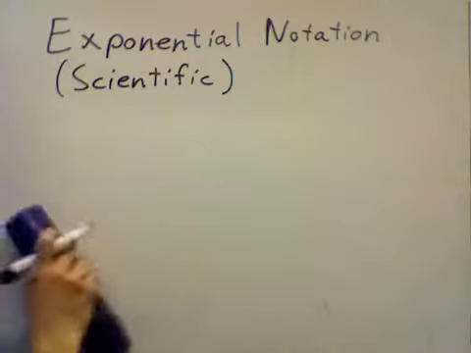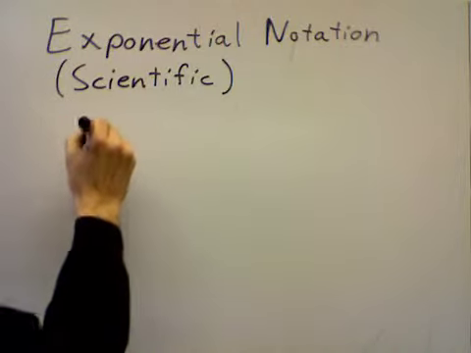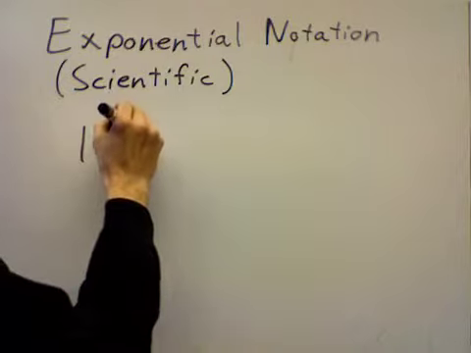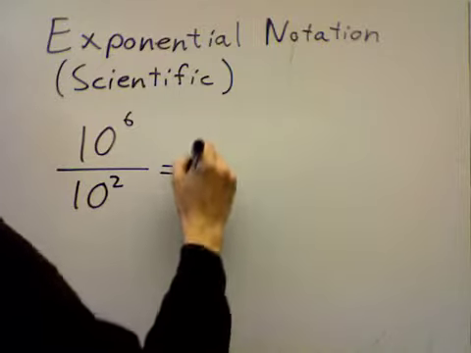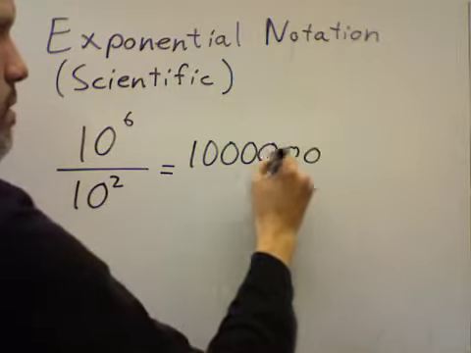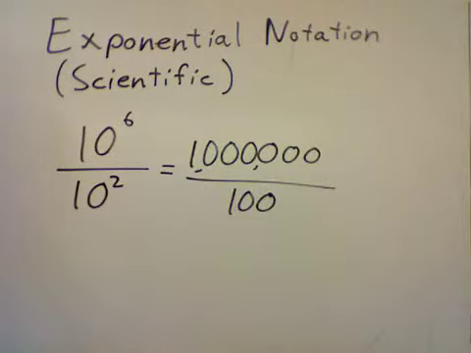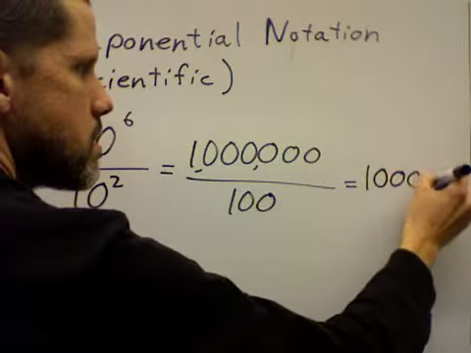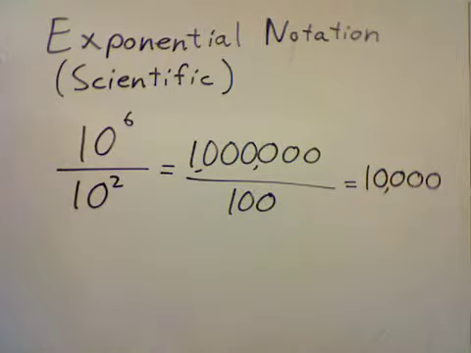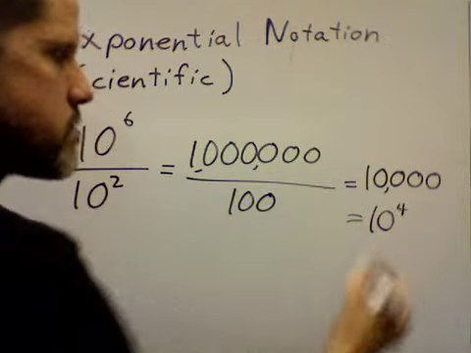Let me give you another rule about exponential notation. Suppose I was going to divide two exponents. So suppose I took the number 10 to the 6, and I was going to divide it by 10 to the 2. Well, I could write it out. 1,000,000 over 100. 10 to the 2 is with 2 zeros, 1,000,000 is with 6 zeros. And you probably know enough math to be able to do this by yourself. You would get, again, 10,000.